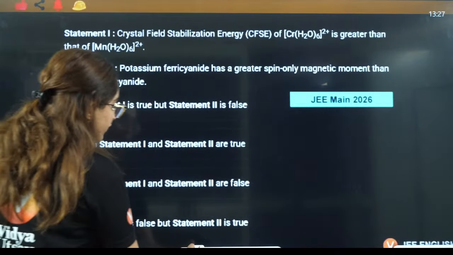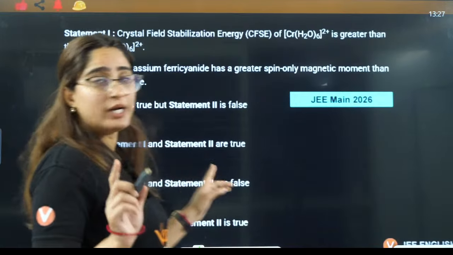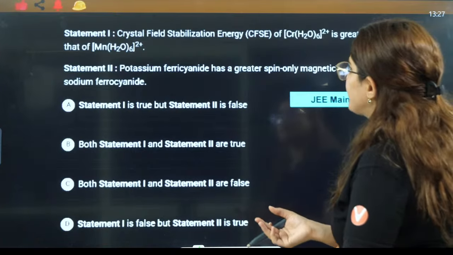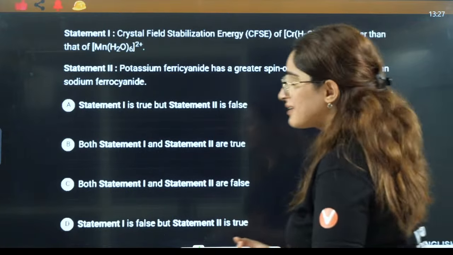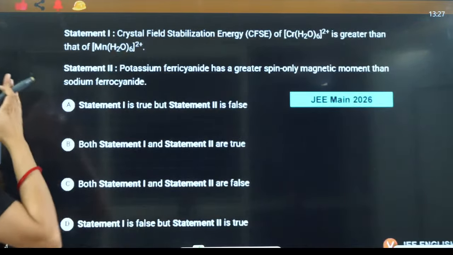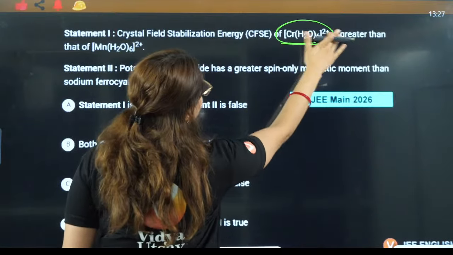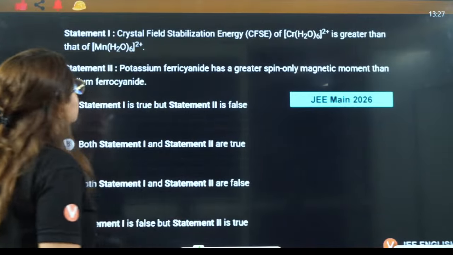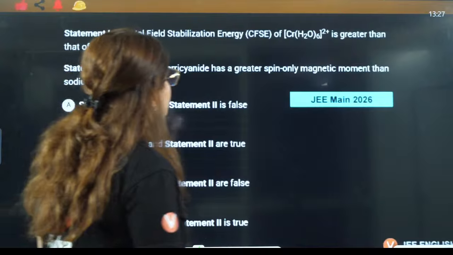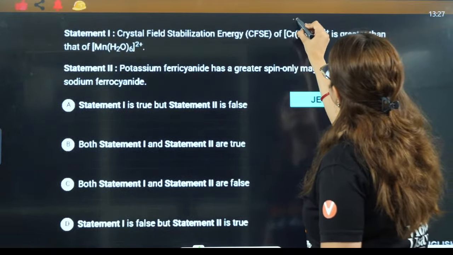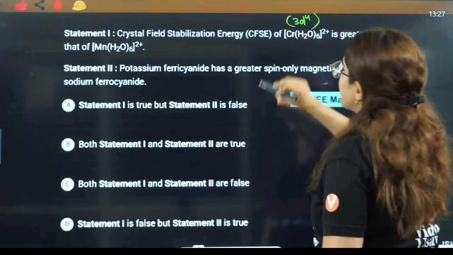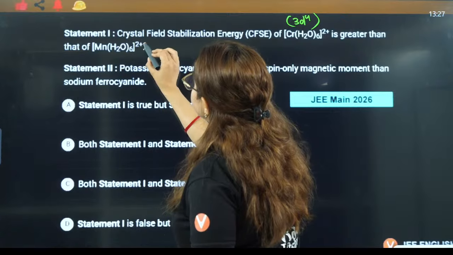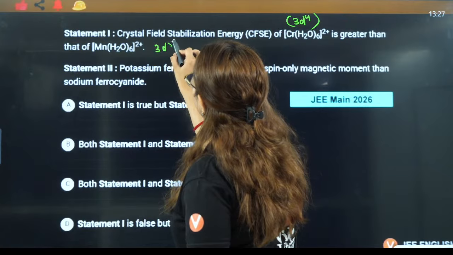Next is crystal field stabilization. Again a 2026 question. They are saying CFSE of this complex is greater than this complex. If we talk about CFSE, this is chromium +2. Chromium +2 means 3d4. This is the other complex, +2, that means 3d5.